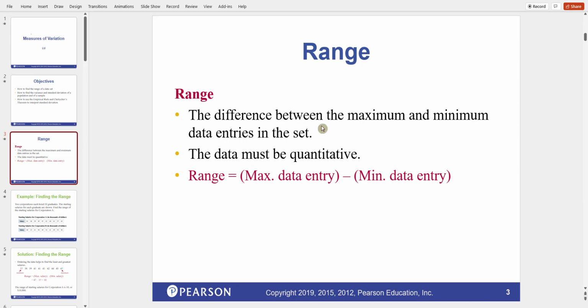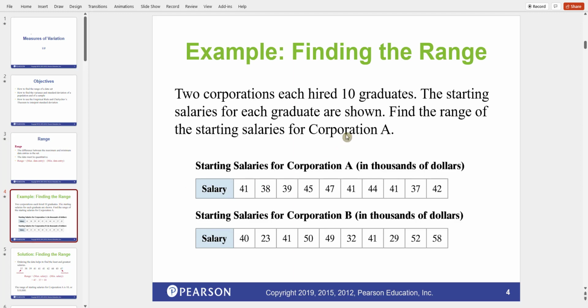The range is the difference between the maximum and minimum data entries in the set. The data must be quantitative. So once again, this is the formula: the maximum data entry minus the minimum data entry.